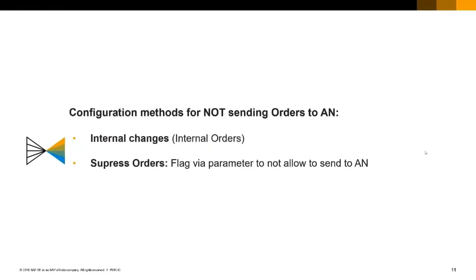For finishing this session, remember we have seen two different ways for avoiding sending orders to Ariba Network. Internal orders, which are enabled by default, and the Suppress Orders flag, which needs to be enabled. As you can imagine, they can both be combined as well, depending on the needs you may have.